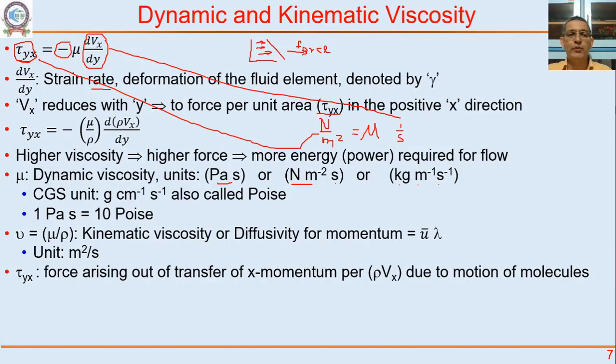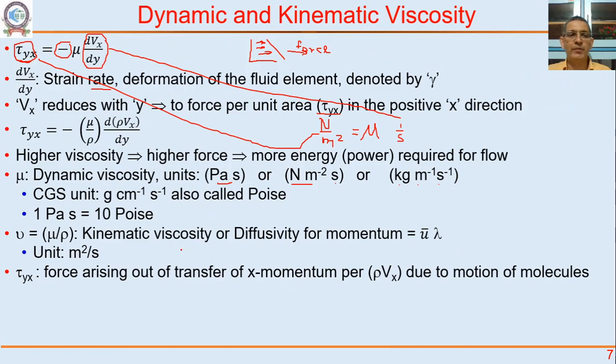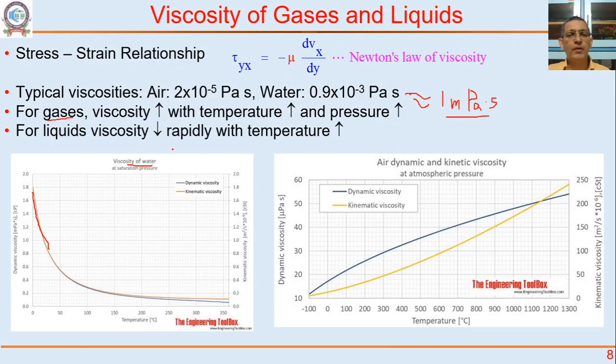For gases, you can see viscosity is proportional to U bar, lambda and Nm. M of course is the same, but N is the density of the gas. So this U bar increases with temperature, right? So the molecular viscosity or dynamic viscosity typically increases with temperature. That's the difference between a gas and a liquid. Viscosity will increase with temperature for a gas. Viscosity will reduce very dramatically with temperature for a liquid.